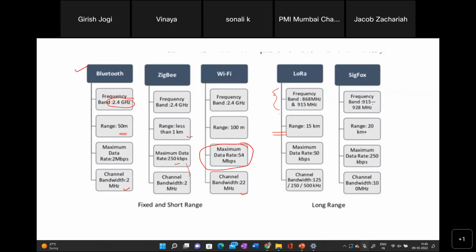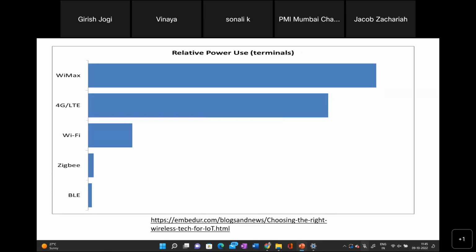Then with Sigfox again, there is a relationship between the frequency range and the distance it covers. Lower frequency ranges cover a longer distance. So again with sub 1 gigahertz, you have ranges more than 20 kilometers and you can get a maximum data rate of 250 kilobits per second. So higher data rates and higher channel bandwidth as compared to LoRa. So again, depending on your application requirement, you can choose one out of that.